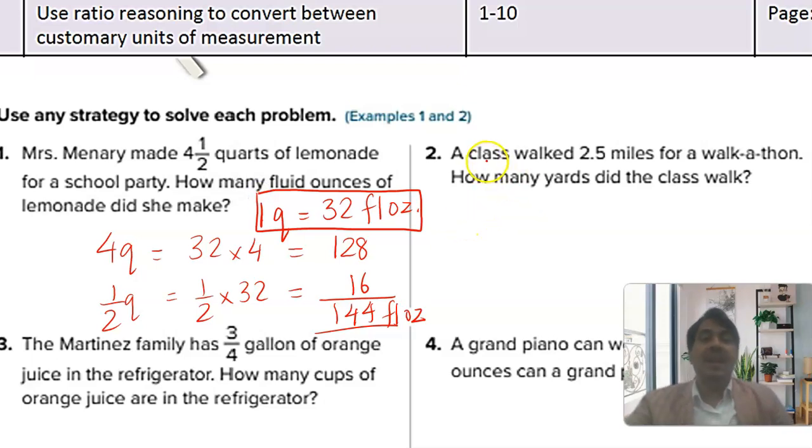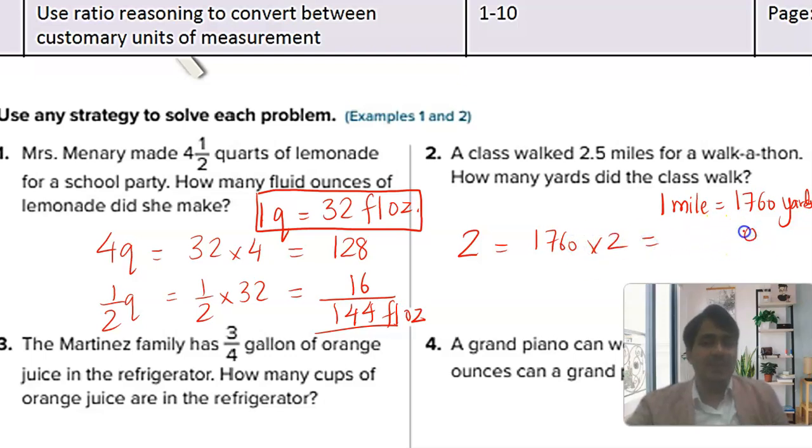Okay. A class walked 2.5 miles for a walkathon. How many yards did the class walk? So that's the question. You have to remember the conversion factor. You remember we did this in the class that 1 mile is 1760 yards. So what is 2 miles equal to? 1760 times 2. When you multiply, you get 3520 yards. But then you have a half, 0.5.